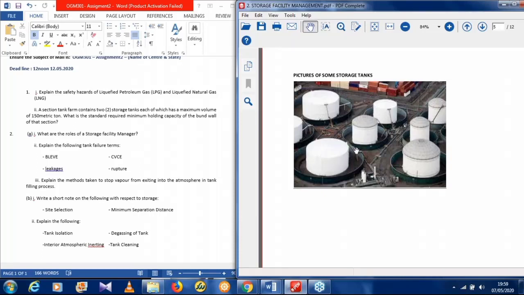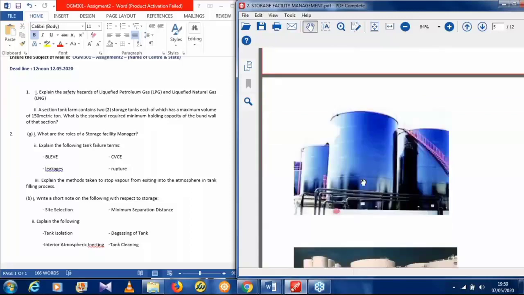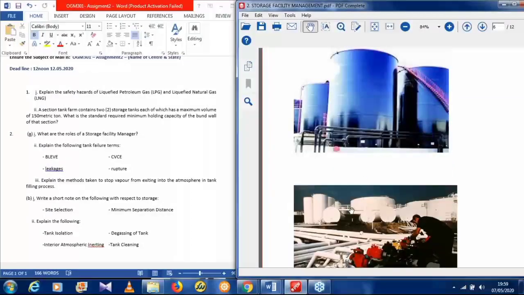Now, if that is going to happen, none of this content should be allowed to flow out of its containment. So to still ensure a secondary containment, the bond walls are designed to take a little above the capacity of the tank. So everything can leak out or be lost out of the craft. Yes, it will still be contained within this confinement. Right? So that's what we mean by bonding. That's the principle for bonding of tank farms.